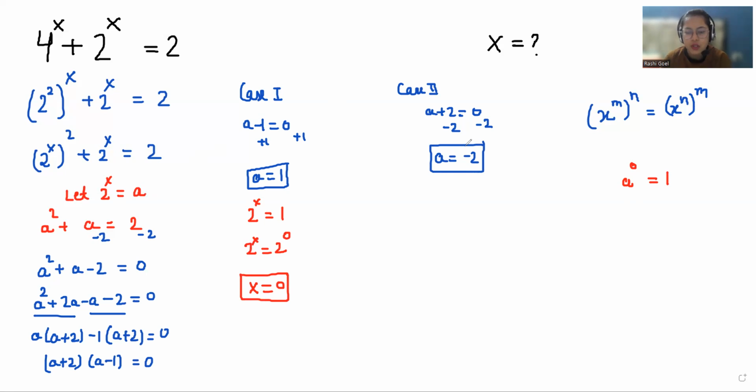Now coming to a is equal to minus 2, 2 power x is equal to minus 2. As we can see, it is a power, so it will be positive, but the answer is negative, so it can't be possible. So there is no real solution, so we can reject this case. So the value of x is 0.